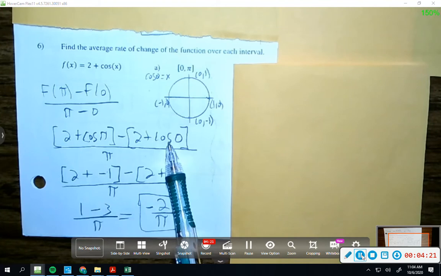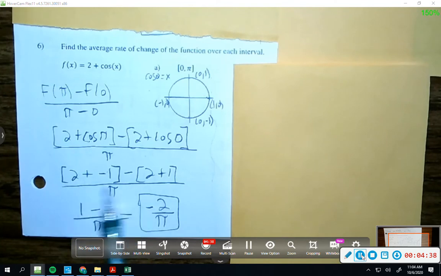A lot of people will put 0 here. That will be on the AP test frequently. That the cosine of 0 is 1 and that e raised to the 0 power is 1, because students have a tendency to make that 0 when they shouldn't. Okay, so this becomes a 1. I'm subtracting 3 all over pi, and I just leave my answer -2 over pi. Very common for us to get answers like that.